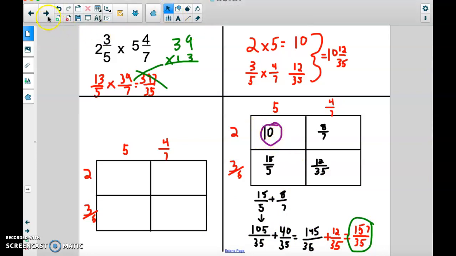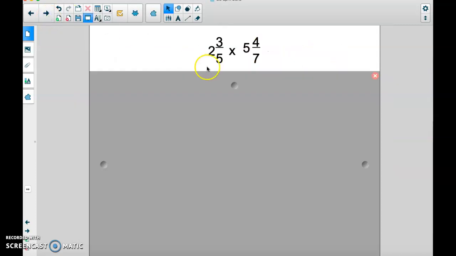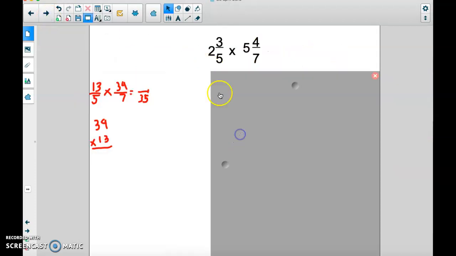So if we look at the two correct ways to solve it, the first one would be making them improper fractions, right? So you have 13/5 times 39/7, and your denominator is going to be 35. But I don't know what 13 times 39 is, so I'm going to take 3 extra seconds and solve it. Okay, maybe a little more than 3, but you get what I'm saying.